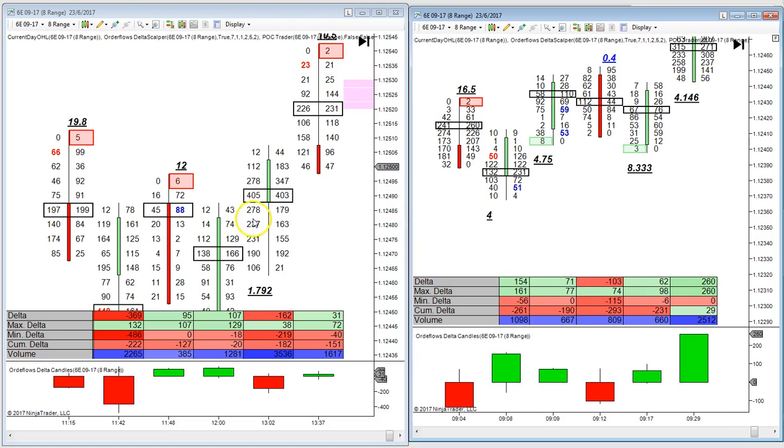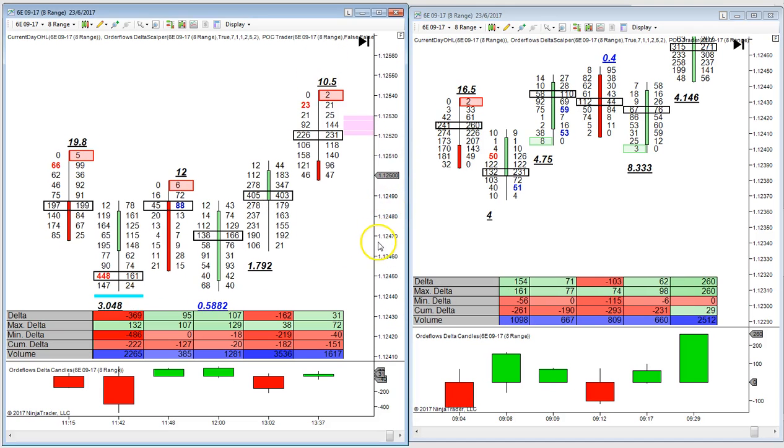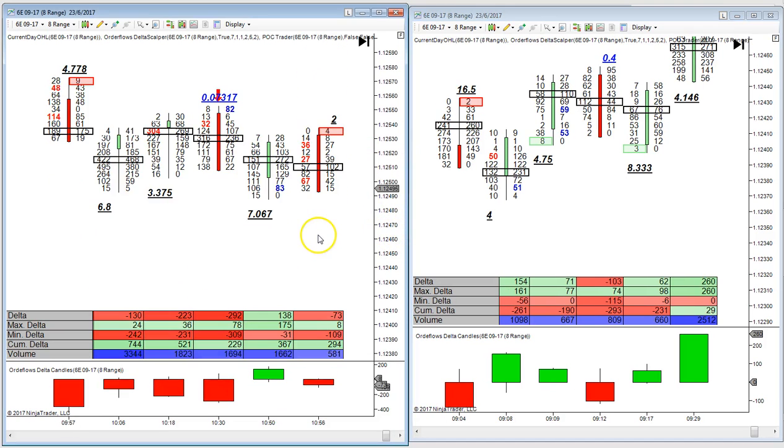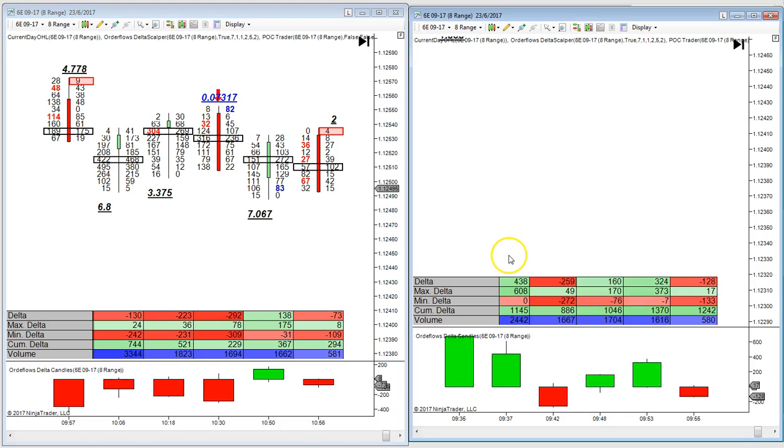At the same levels. Okay, so as you can see, this one is showing other, smaller imbalances. 9 against 48, 6 against 32. What time is this? 10 o'clock here.